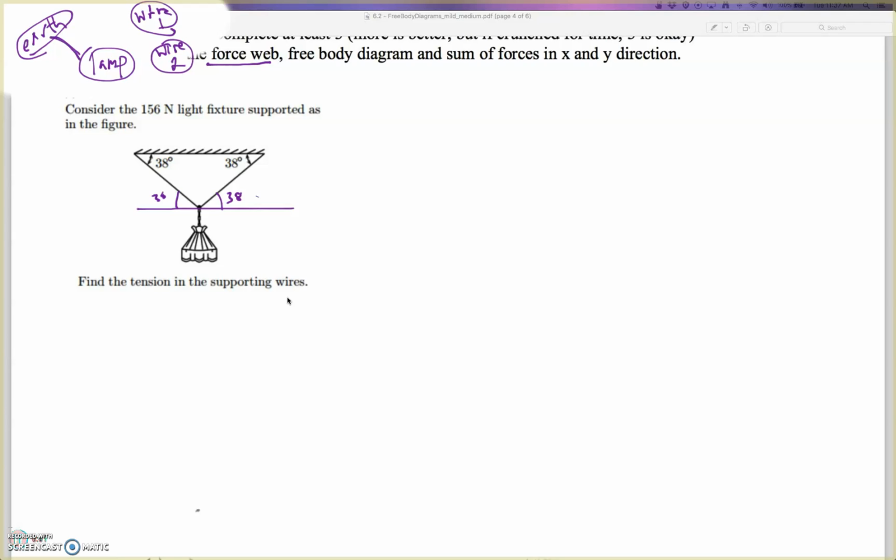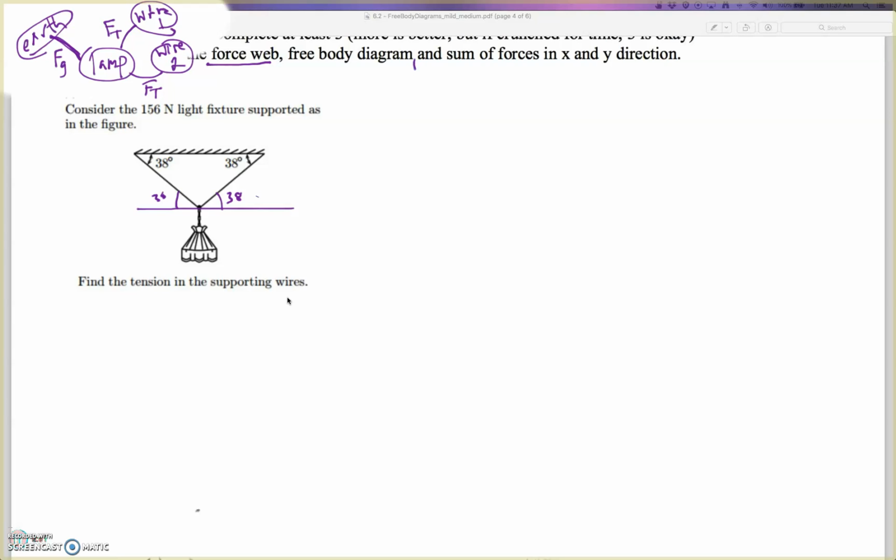So the connection between the lamp and the earth is a gravitational force. The connection between the lamp and wire 1, that's going to be a force tension. Lamp and wire 2, that's also going to be a force tension. And you might say, Ms. Getz, what about the ceiling? The ceiling is there, but you know what? It's not interacting with the lamp, so I don't actually care about it. So that's my force web.